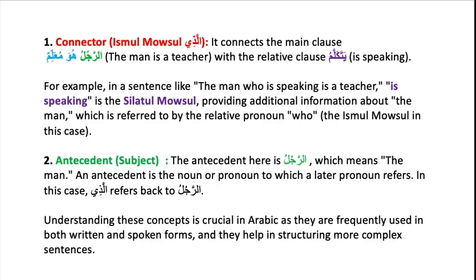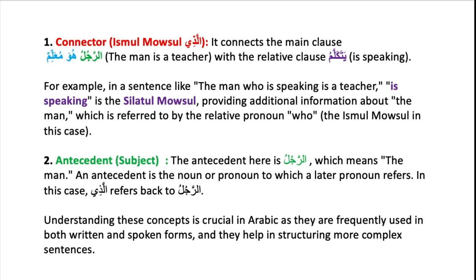Let's summarize. Point number 1. Connector Ismul Mowsul allazi. It connects the main clause ar-rajulu huwa muallimun. In the above example, the man is a teacher. Allazi connects the main clause with the relative clause yatakallamu, meaning is speaking. For example, in a sentence like, the man who is speaking is a teacher, is speaking is the Silatul Mowsul, providing additional information about the man, which is referred to by the relative pronoun who, the Ismul Mowsul in this case.